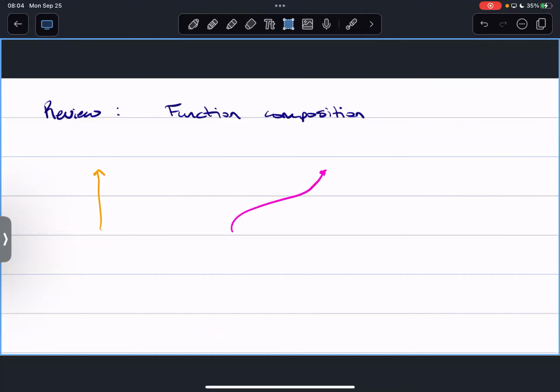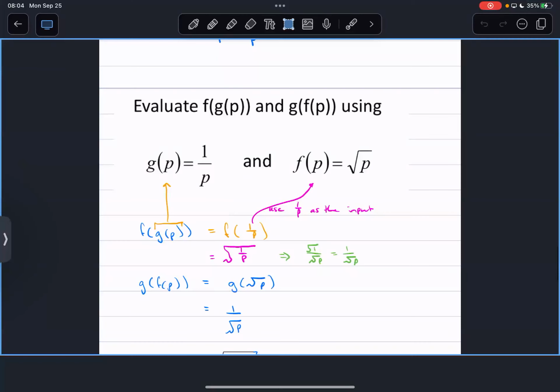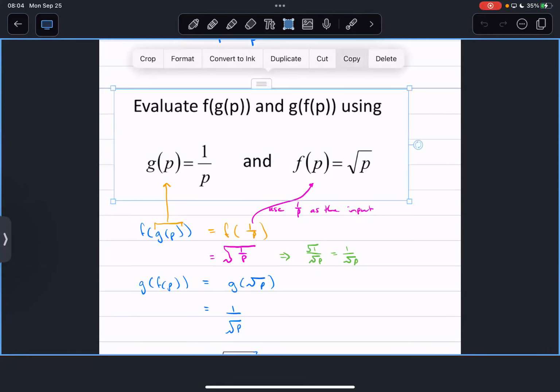Oh, that's not what I wanted. Hey, I grabbed it. Fine.